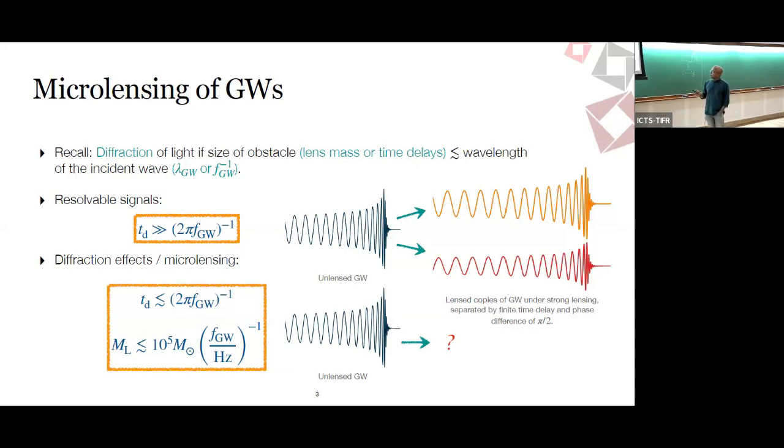If these time delays are much larger than the inverse frequency of the gravitational waves, which in the analogy of light and the obstacle would mean that the obstacle is large enough for light to see, then the two signals will be resolvable. There is no diffraction effect. And these signals, as I mentioned earlier, would be separated by some time delays. However, if the time delay between these two images or two signals is comparable to or just smaller than the inverse frequency, then we see something else. We see the diffraction effect in the gravitational waves.